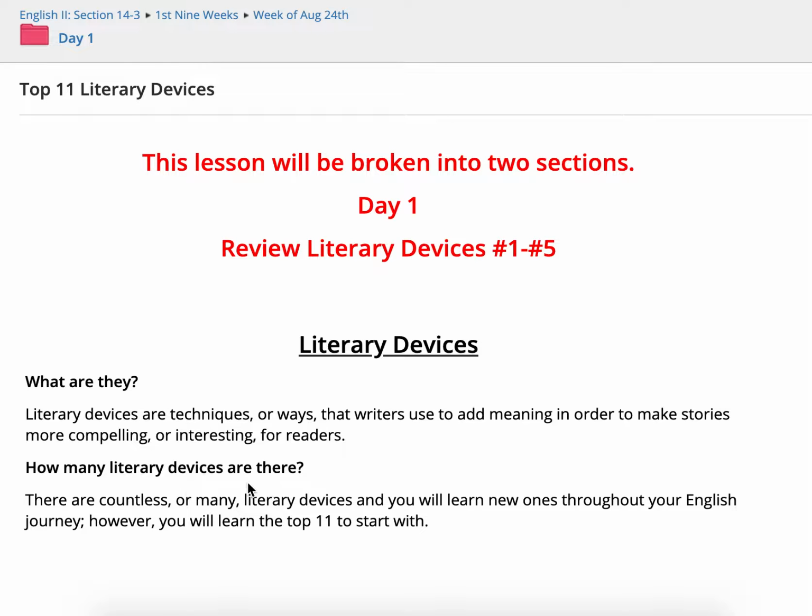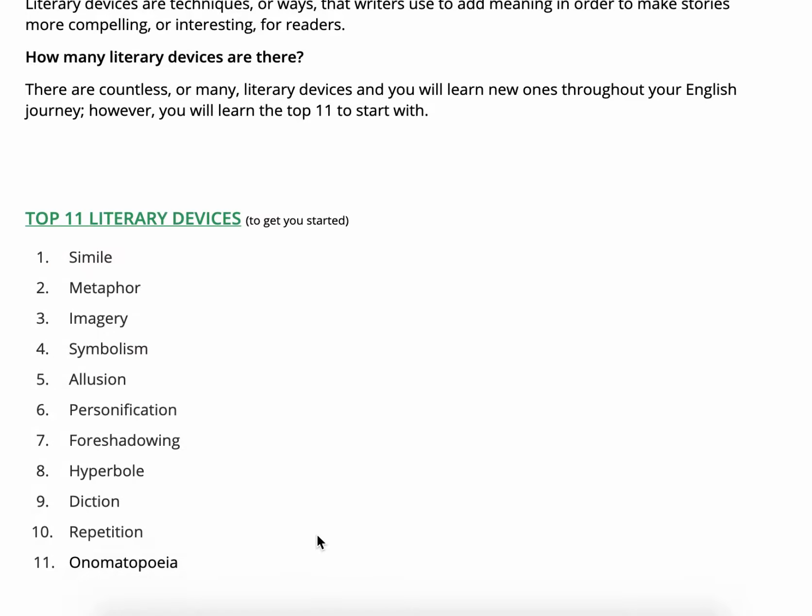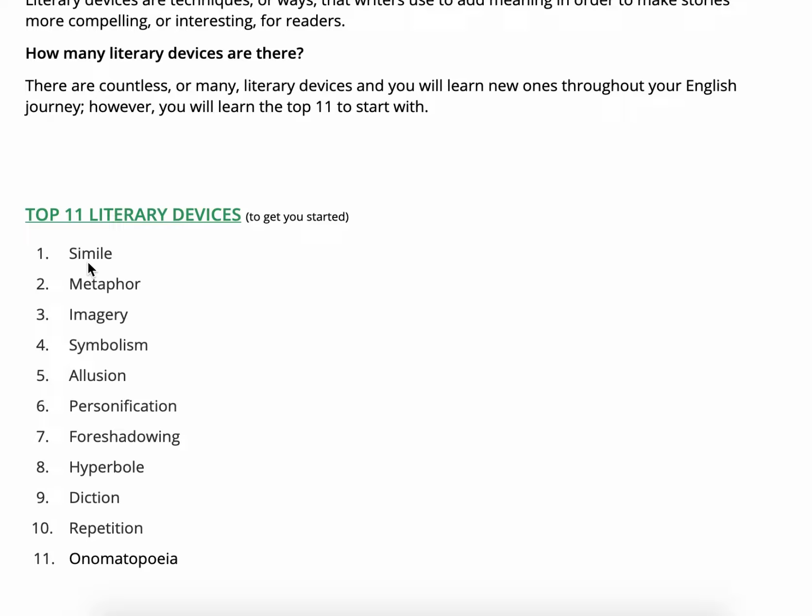So how many literary devices are there? There are countless, or many literary devices, and you will learn new ones throughout the year. However, you will learn the top 11 to start with. These are the most commonly used ones. I'm not saying they're the most important ones or the only ones we use. They're just the most common, okay? So the top 11. We have simile, metaphor, imagery, symbolism, illusion, personification, foreshadowing, hyperbole, diction, repetition, and onomatopoeia.